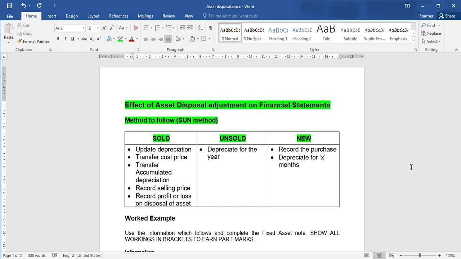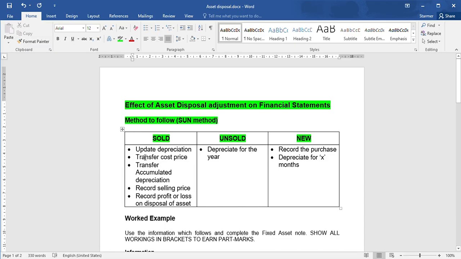Provided you work through this step by step, you really should not have a problem dealing with asset disposal as an adjustment. So we start off with S, which stands for sold, and there are 5 steps to deal with when you sell a fixed asset. The first step is to update depreciation, obviously if the asset had been sold during the financial year. Then you transfer the cost price, then you transfer accumulated depreciation, you then record the selling price, and then you calculate and record your profit or your loss on the disposals.